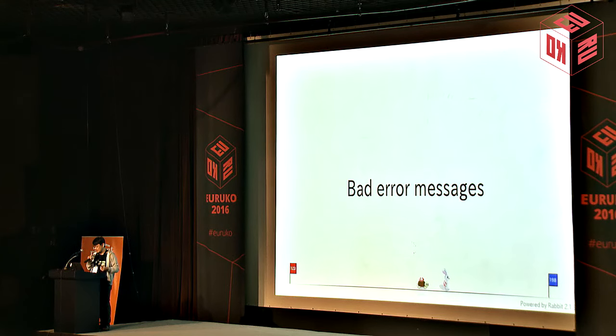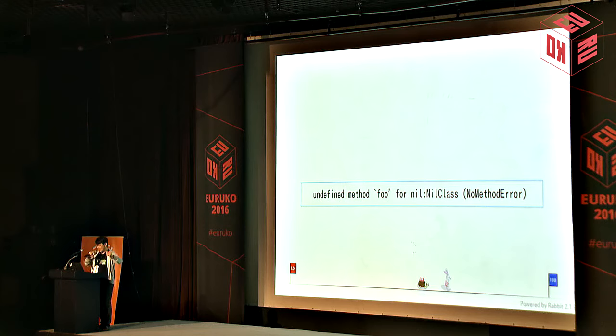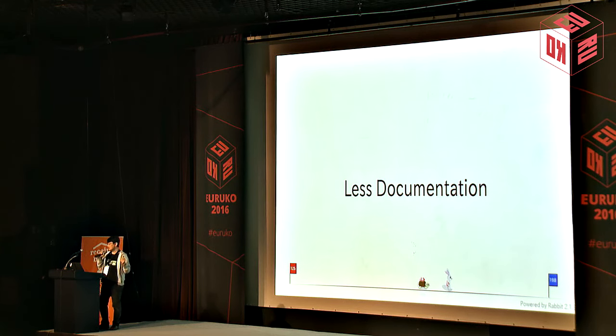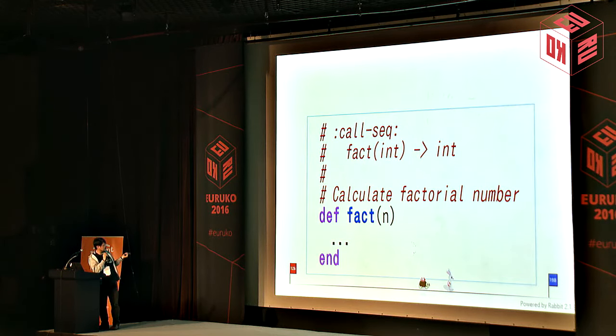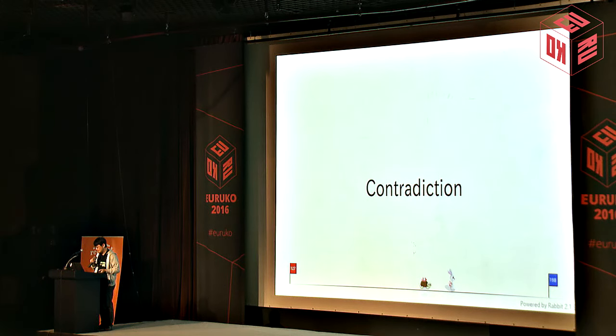And in addition, we might have bad error messages like an undefined method for a new class or something like that. And then without class annotation, we have less documentation. For example, like this, we write type information here in a comment. That is some kind of a contradiction.